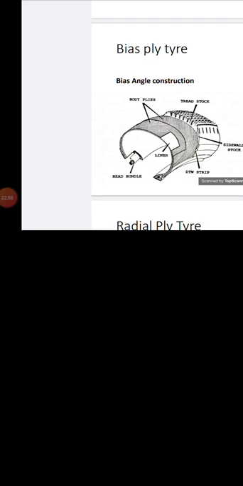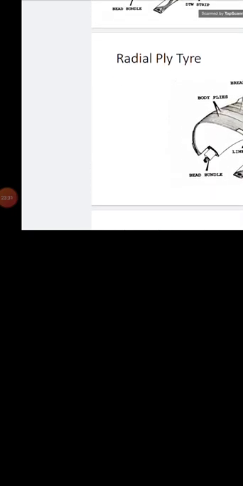And belted bias tires do not flex as easily as biased angle construction tires, so the road shock is transferred into the wheels and suspension system also in this tire, and hence the wheel spindles, knuckles and suspension system are required to be very strong in case of the belted bias construction type of tire.